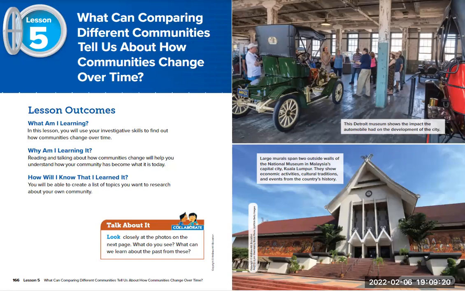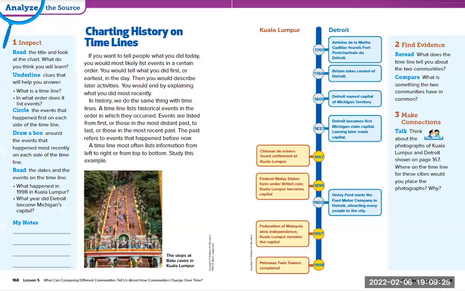And now we'll continue to the next page. So we're going to start with analyzing the source, and that means we're going to be looking at what the text wants us to do. You can see it already on the left-hand side that it says that you have to inspect. What are we inspecting? We're going to read the title and look at the chart. On the right side, you can see that there's a chart with a line and it has dates on there, and it even has 2 locations on there.